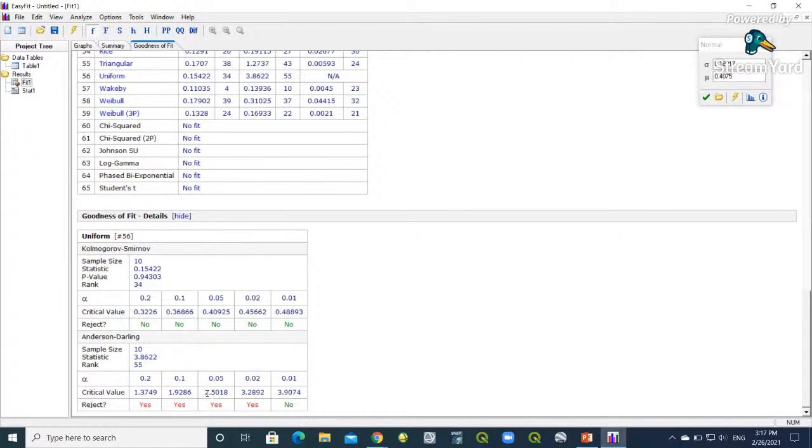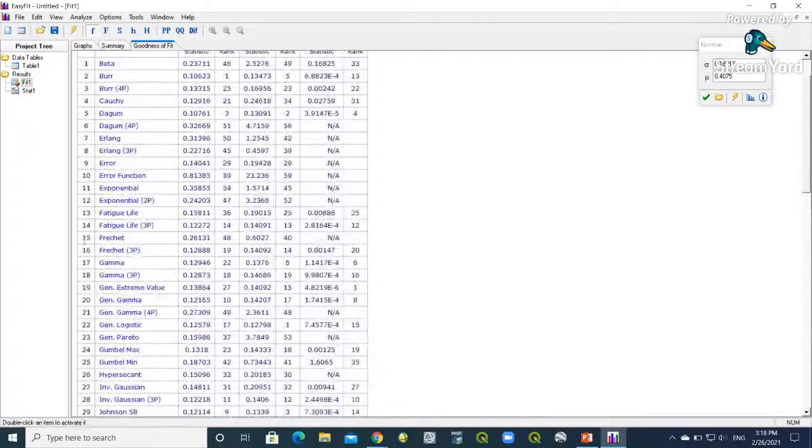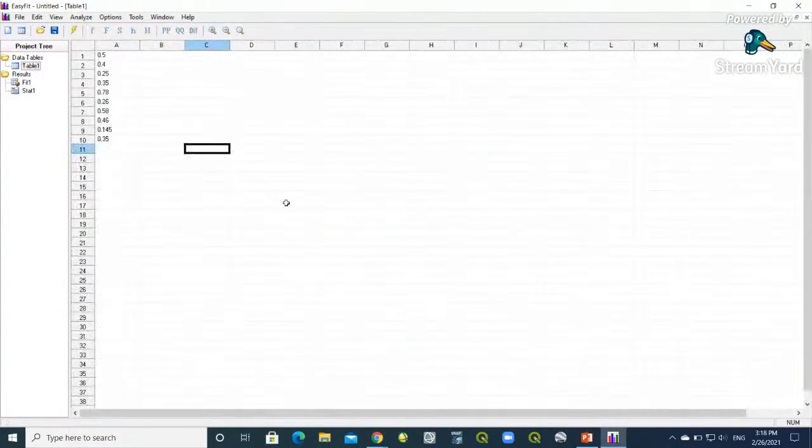What is the condition? This critical value should be greater than this for this test. And for this test, these two conditions are there. The critical value should be greater than this statistic value here. So here only one condition is applicable. Here you will see two conditions are applicable: the critical value should be greater than this statistic value and less than the p value. So these types of work you can do. If you have a large number of data, within a few minutes or within a minute, you can analyze that data.